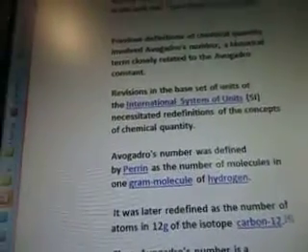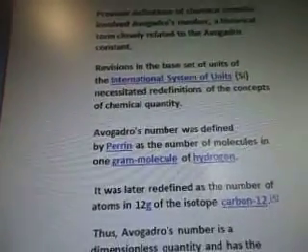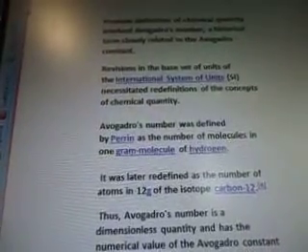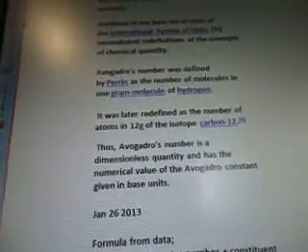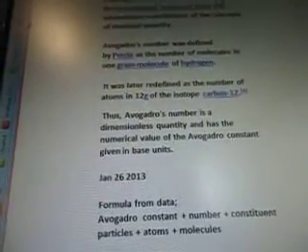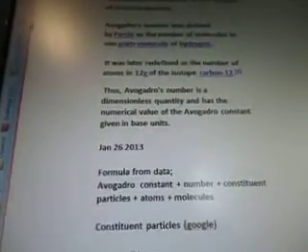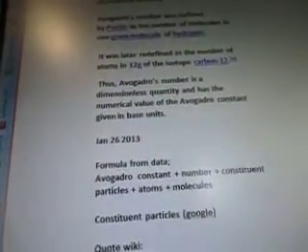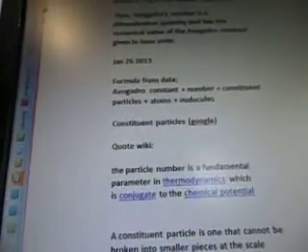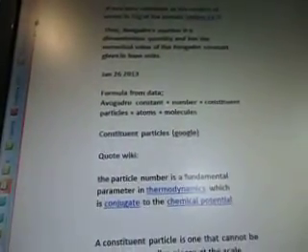Revisions in the base set of units of the International System of Units, SI, necessitated redefinitions of the concepts of chemical quantity. Avogadro's number was defined by Perrin as the number of molecules in 1 gram molecule of hydrogen. It was later redefined as the number of atoms in 12 g of the isotope carbon-12. Thus, Avogadro's number is a dimensionless quantity and has the numerical value of the Avogadro constant given in base units. The formula from the data is Avogadro constant number, constituent particles, atoms, and molecules.